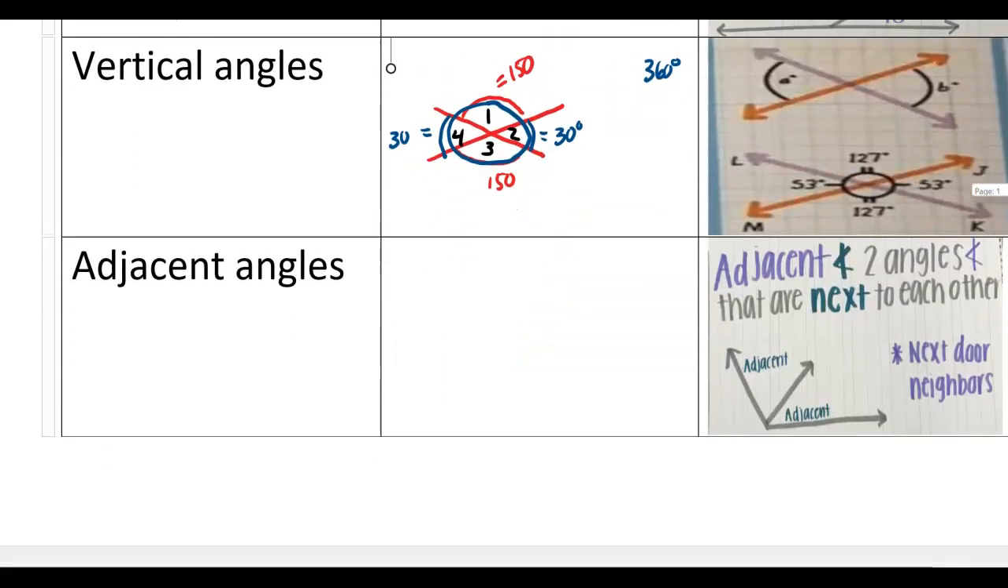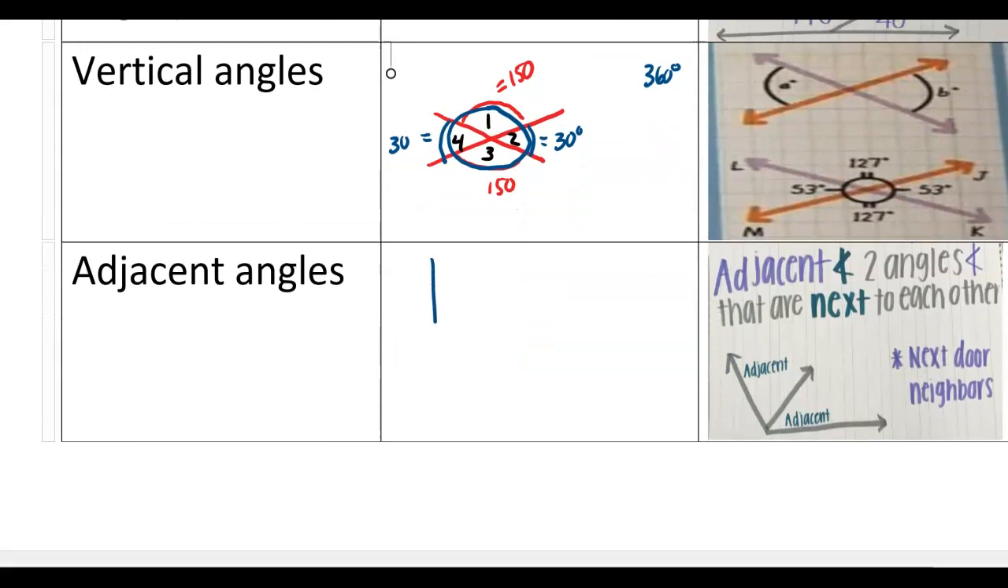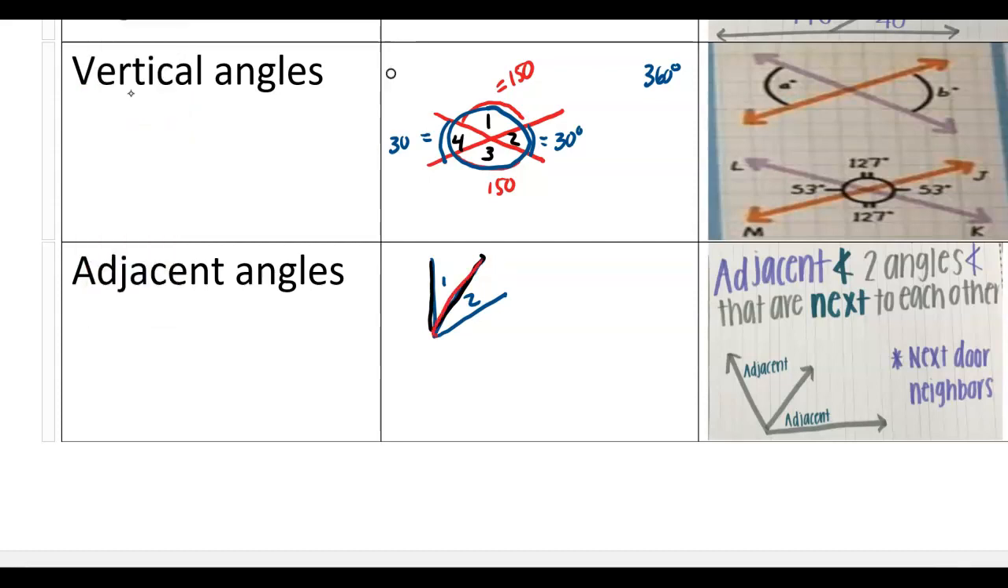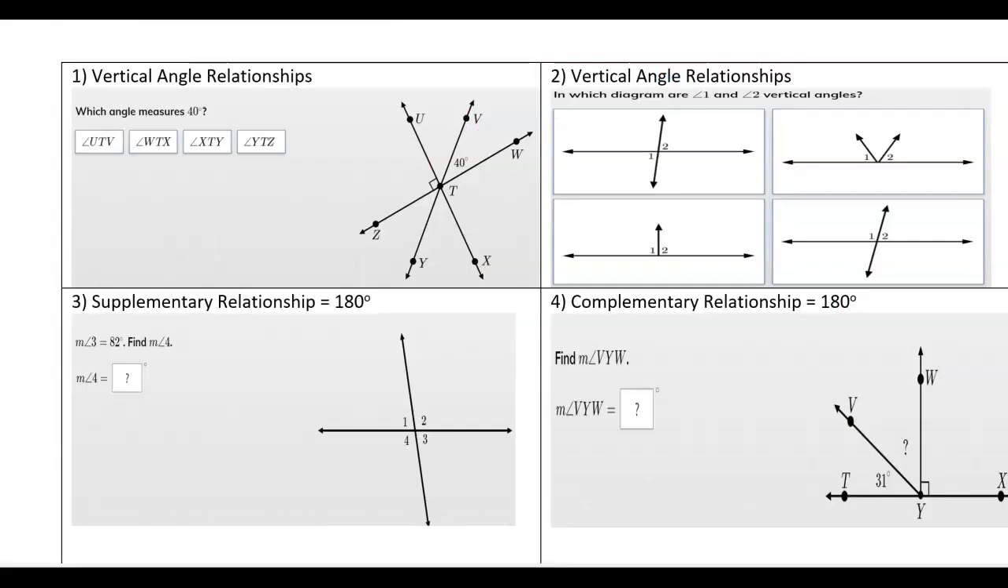Right? And then adjacent angles are just angles that are next to each other. So they don't necessarily equal anything. If I drew something like this, angle 1, angle 2, angle 1 is adjacent to angle 2. They're just next door to each other. On the backside, we'll go through a couple of these.